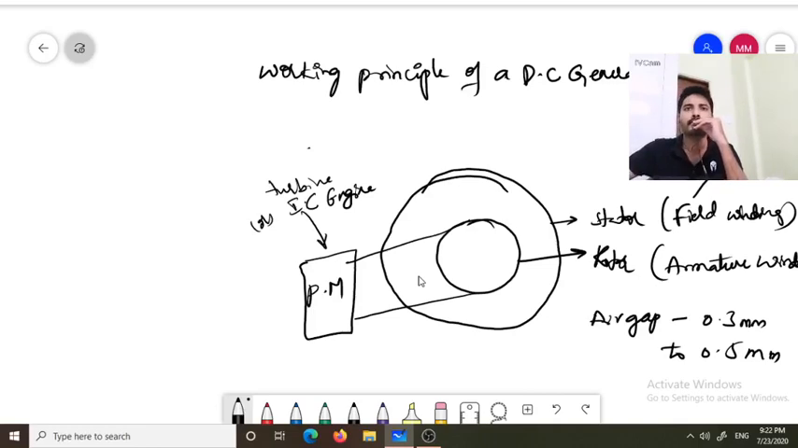Whenever the rotor is rotated with the help of a prime mover, the armature conductors are also rotating. Armature winding conductors are nothing but the armature winding, so the armature winding is rotating. At that time we give field excitation. Current passes into the field winding and flux is produced in the stator. That flux passes through the air gap, enters the rotating armature conductors and links with them.